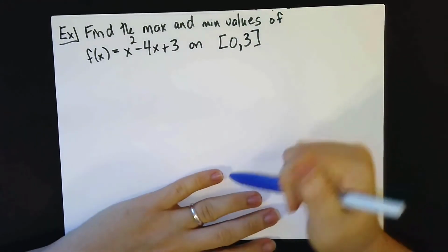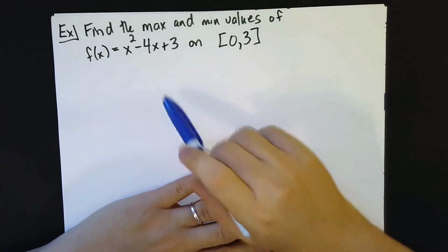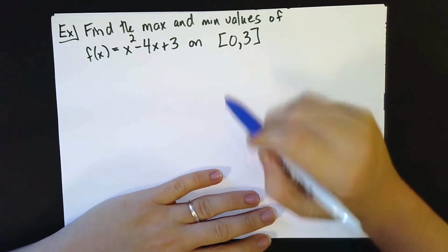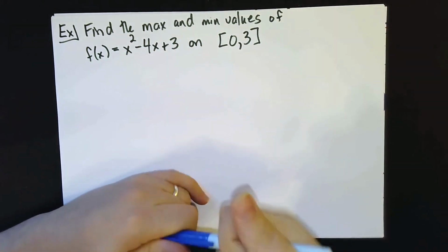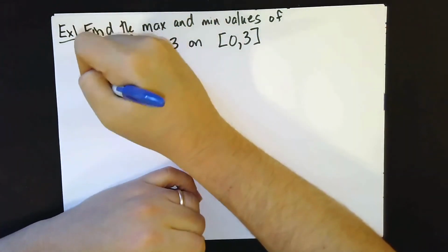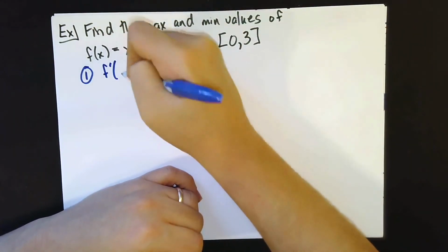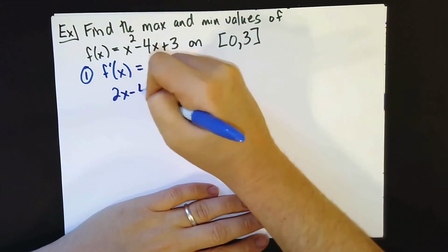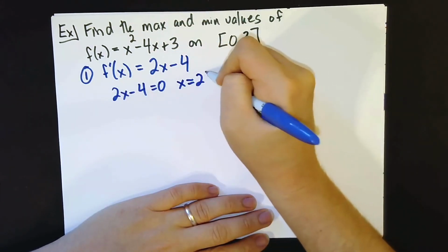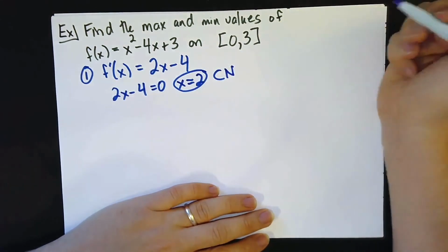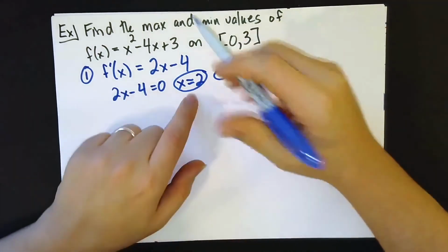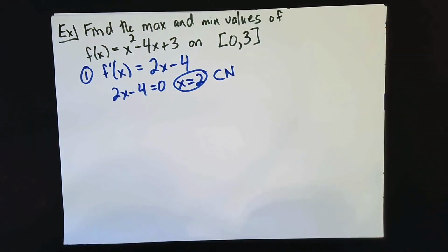Not too dissimilar to the example we just did. We've got a function here, and we want to know where its max and min values are, and now the interval is 0 to 3. So first, we go ahead and find the critical numbers. Namely, in this case, my only critical number is x equals 2, and I make sure I check that x equals 2 is in the interval, and it is.